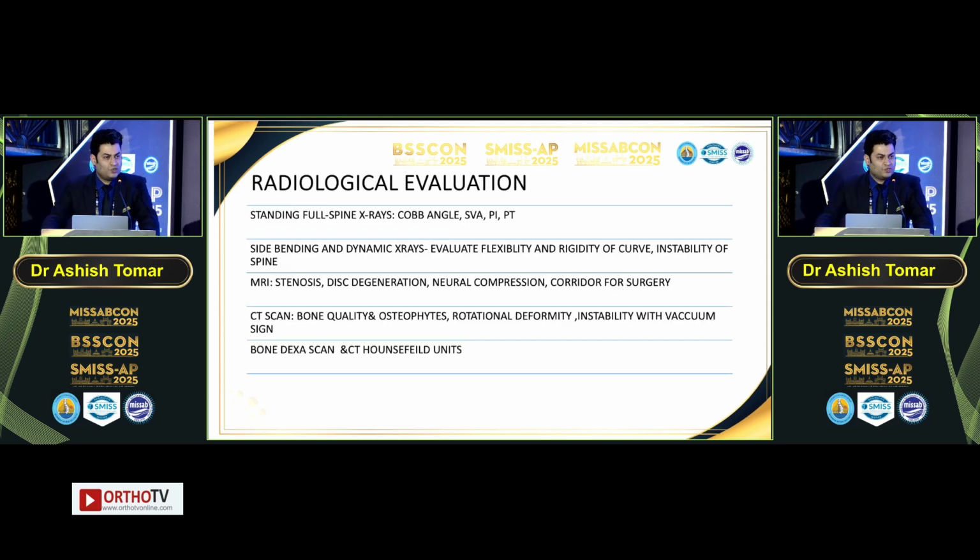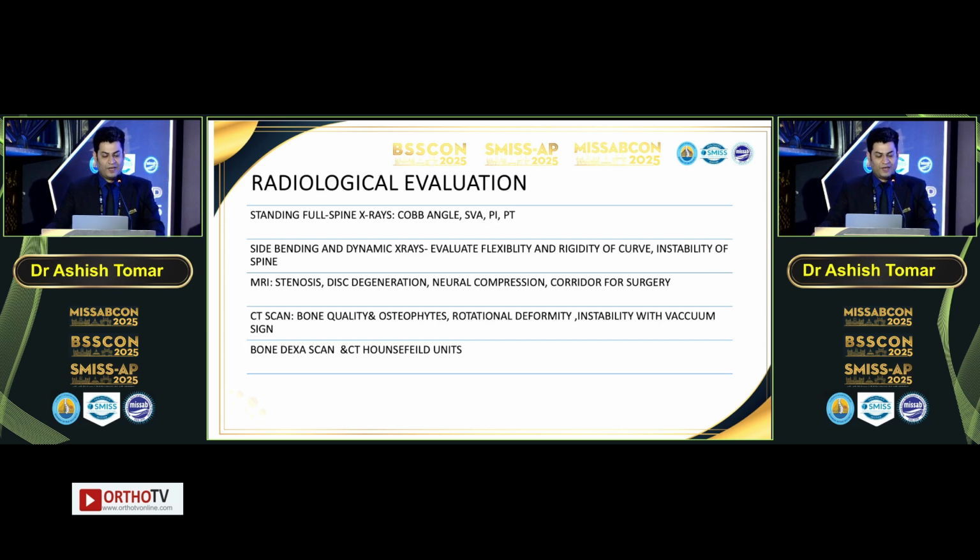So let's come to the most important aspect, the radiological evaluation. So you need a standing full spine X-ray, that is a must. You need to calculate Cobb's angle, SVA, PI, PT. You need side bending and dynamic X-rays to evaluate the flexibility of the curve, which is very, very important. If the curve is flexible, then SMISS will work. If the curve is not flexible and it is rigid, it is not gonna work.